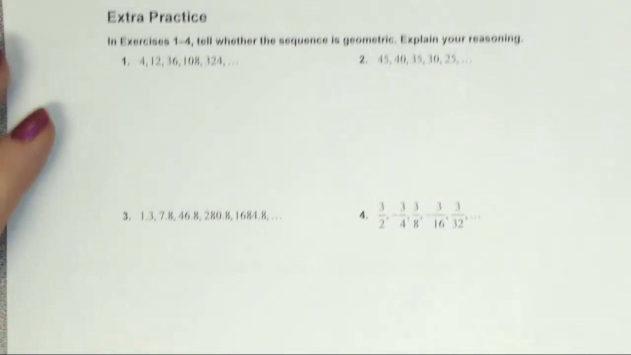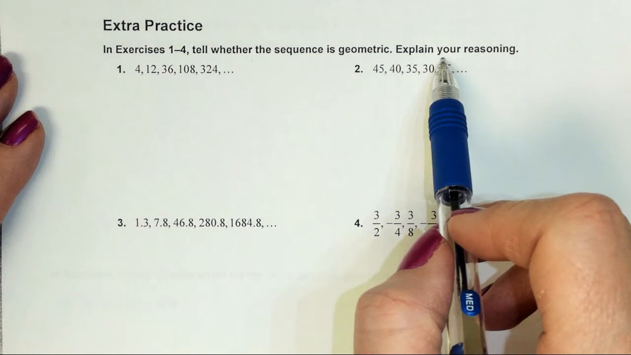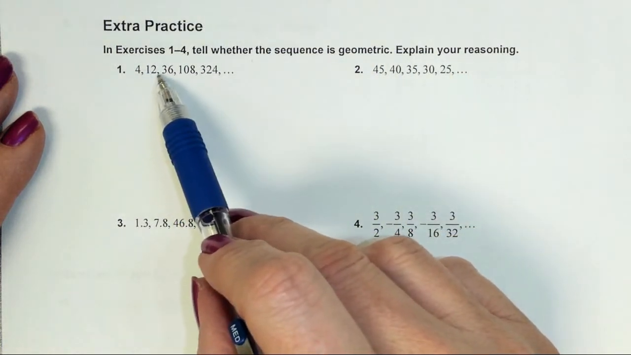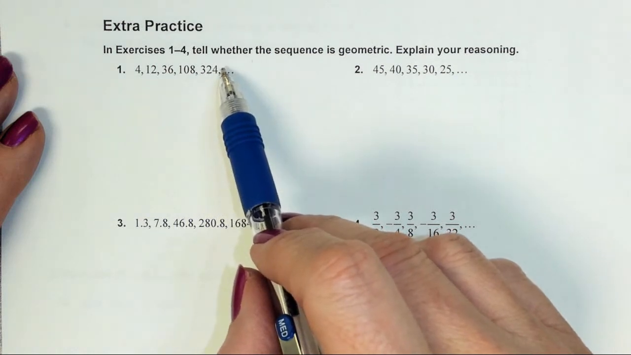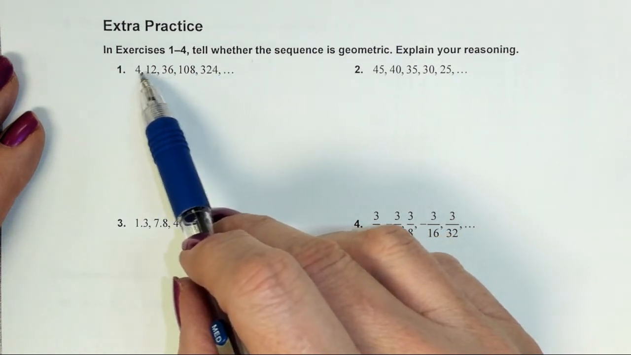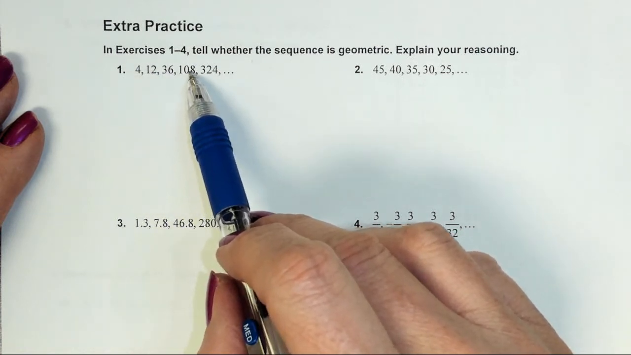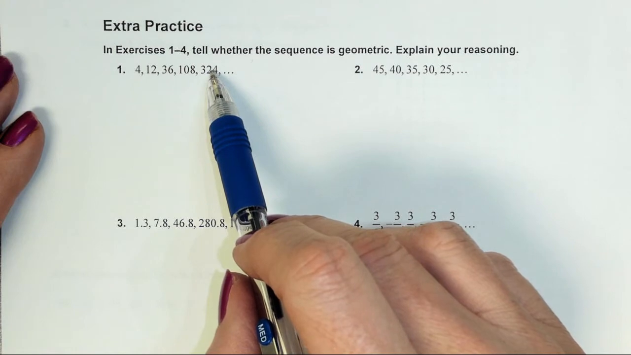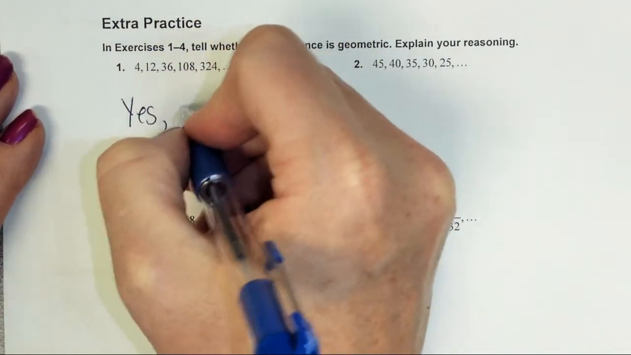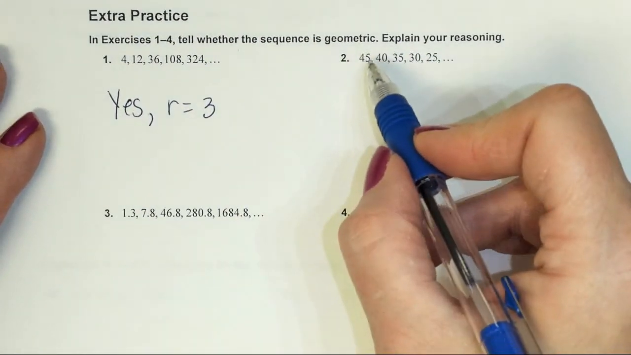All right, let's go over here real quick and look at whether or not these sequences would be geometric. So one thing you have to think about is if it's geometric, we have to always have the same common ratio. So are we always looking at 12 divided by 4 is 3? Does it work here? Is that times 3? Is that times 3? Is that times 3? Yes. So we would say yes, r equals 3.